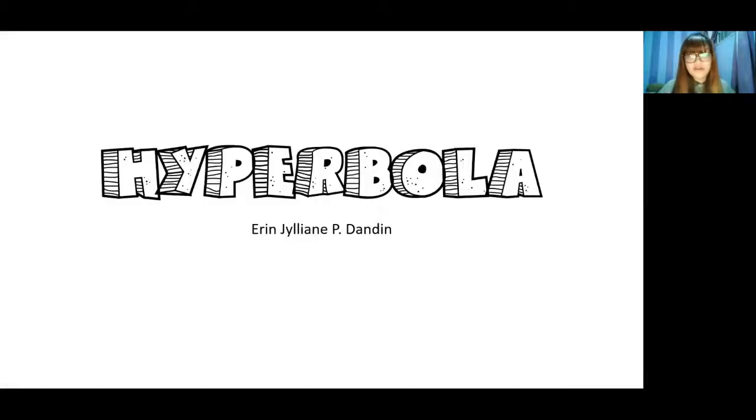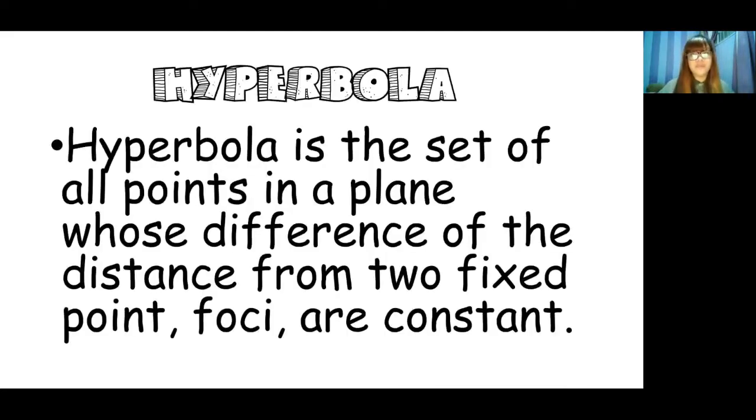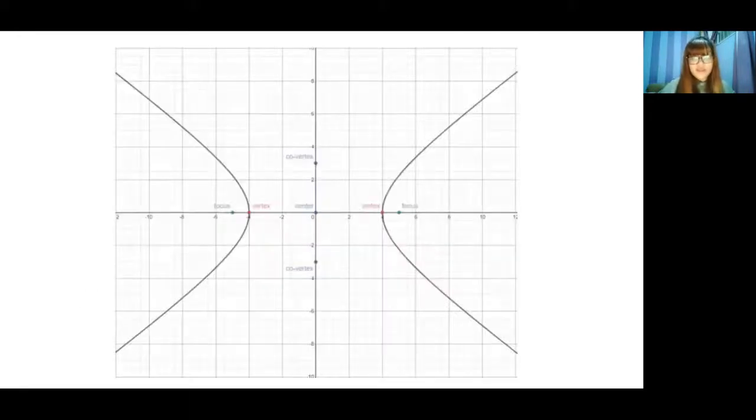Hello, my name is Erin, Jylliane, Dandin, and I'm here to talk about hyperbola. Hyperbola is the set of all points in a plane whose difference of the distances from two fixed points, foci, is constant. And this is how a hyperbola looks like.